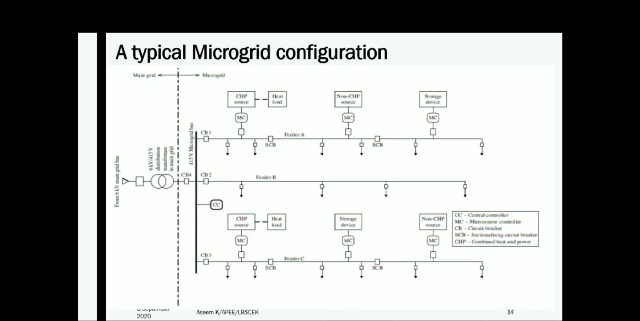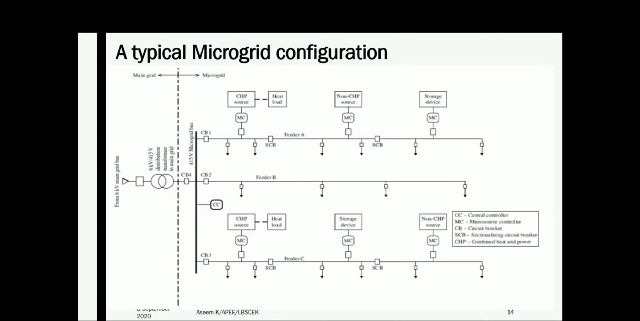The microgrid is operated in two modes, grid connected and standalone. In grid connected mode, the microgrid remains connected to the main grid either totally or partially, and it imports or exports power from or to the main grid. In case of any disturbance in the main grid, the microgrid switches over to the standalone mode while still feeding power to the priority loads.